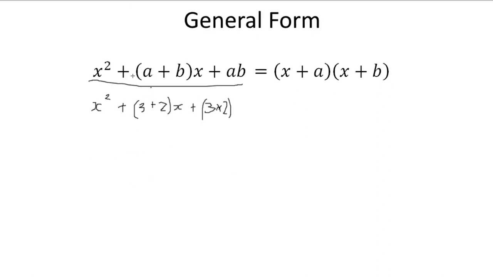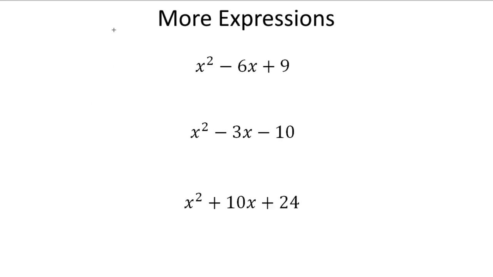So that's just a general form, and this here is always equal to x plus a times x plus b. So always two numbers that multiply to give you the last one and add to give you the second term. That's the general form, and that's the general procedure with any kind of quadratic expansion, honestly. That is when you just have x squared on its own. So let's do some examples now.